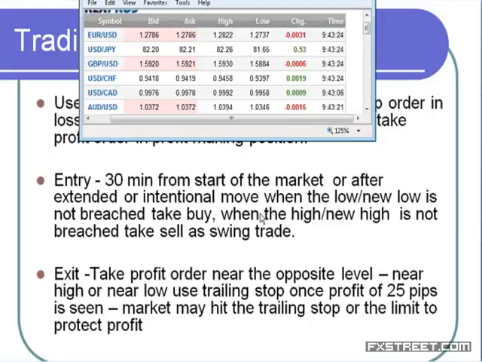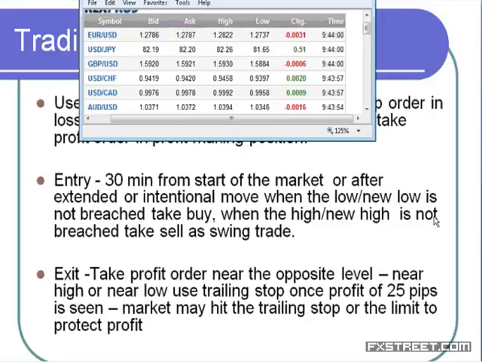We don't become perturbed. We try to read whether it is an intentional move or an extended move. If it is an intentional move on the lower side, say for example they continue to breach the low for more than 2 hours, then we simply wait for 2 sessions, and at the start of the 3rd session near the new low, when the low is not breached from the start of the session, we take a buy.